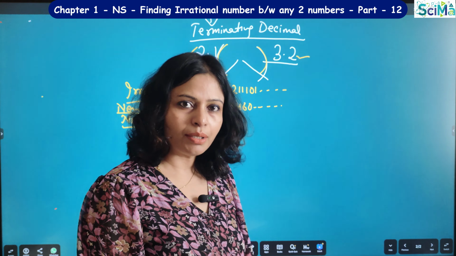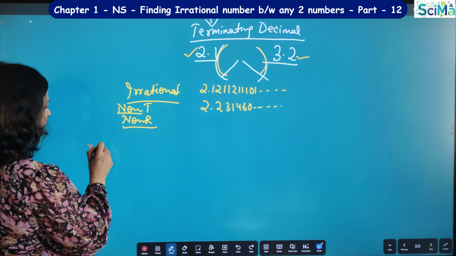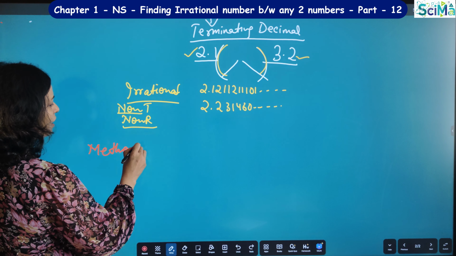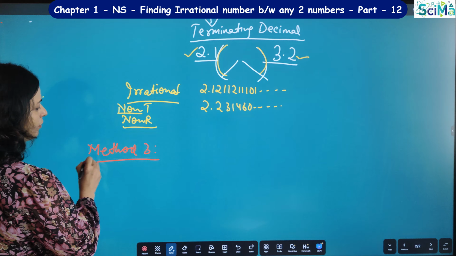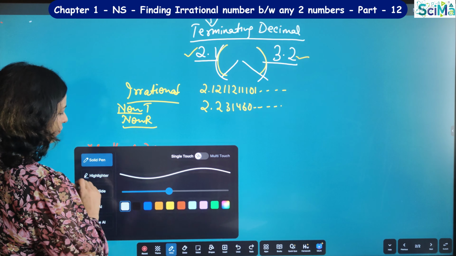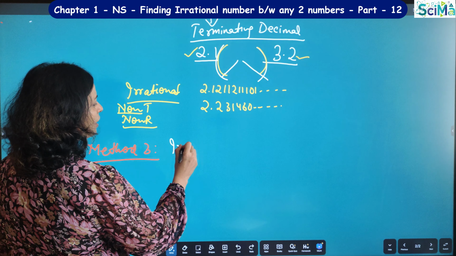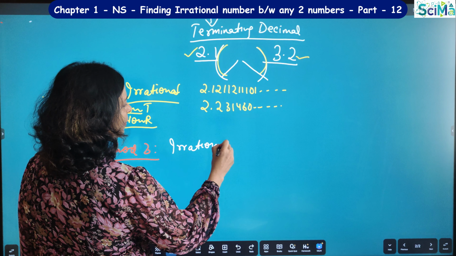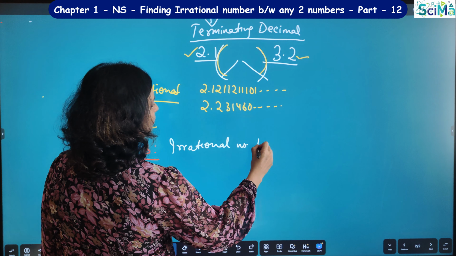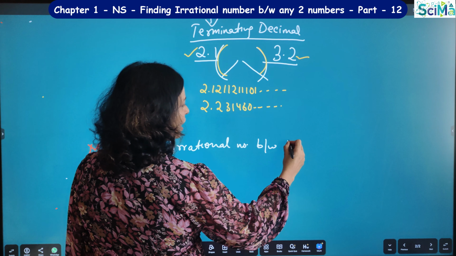Now coming to the third method, method 3. In the third method, we are getting irrational numbers between rational numbers only.